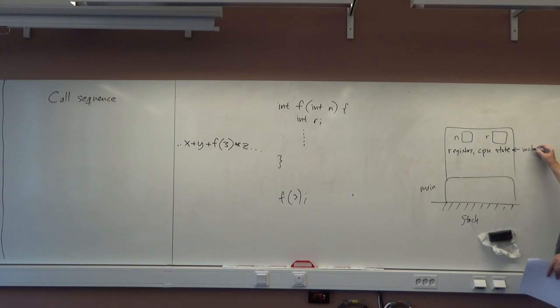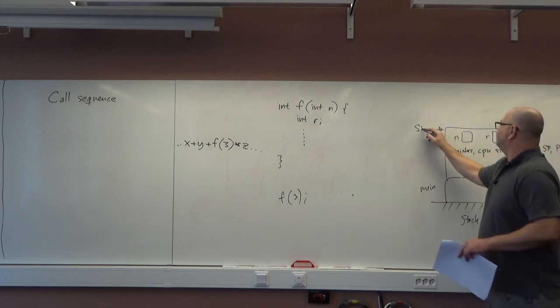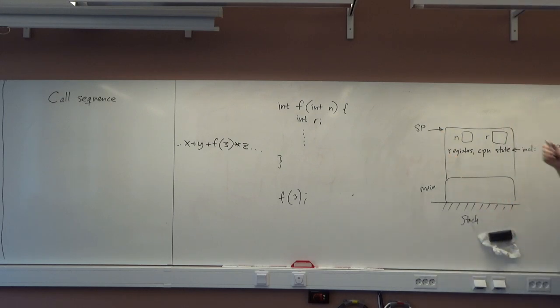Including stack pointer and the program counter. And the stack pointer, you remember, is a register in the CPU that points to the top of the stack. So we know how to find N and R.